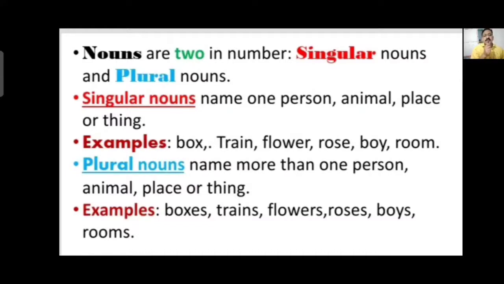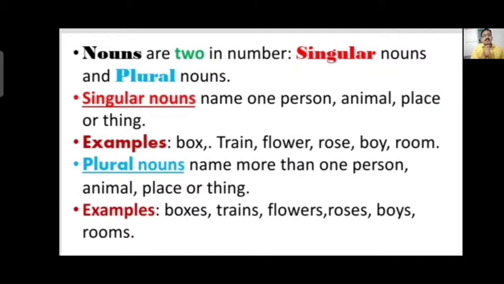Some examples are there to show you how singular it is. Box, B-O-X, box means one box. Train, T-R-A-I-N, train means one train. Flower, one flower. Rose, one rose. Boy, one boy. Room also one.